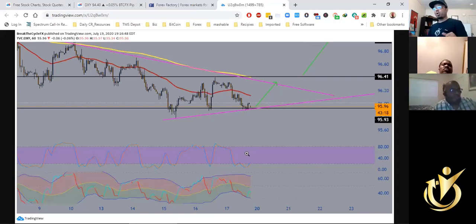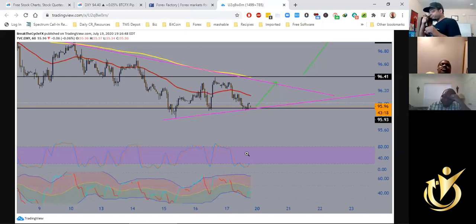And we were saying that if the dollar was going to go up, then gold was going to go down, right? We compared the two back and forth. Last week was a very good example.